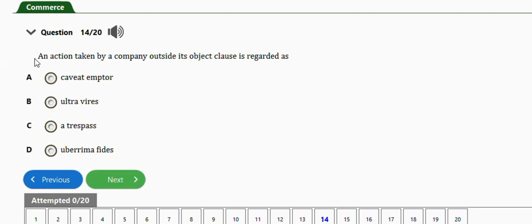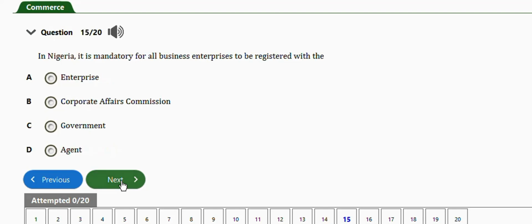Next question. It says an action taken by a company outside its objective clause is regarded as, so the right answer is ultra vires. Option B, that's the right answer. I'm not sure if I pronounce it correctly, but that's the right answer, guys. Next question, this one. It says in Nigeria it is mandatory for all business enterprises to be registered with the Corporate Affairs Commission. Option B.